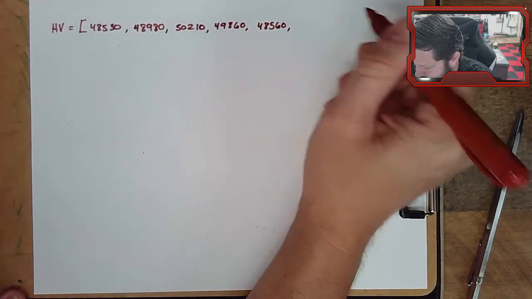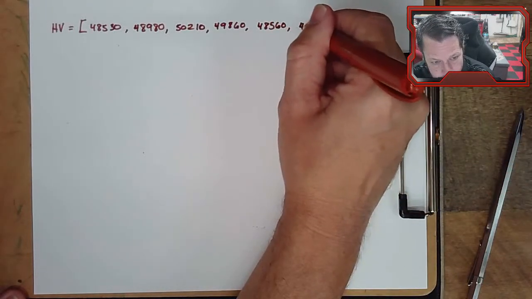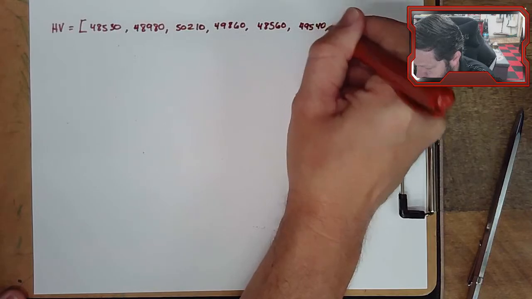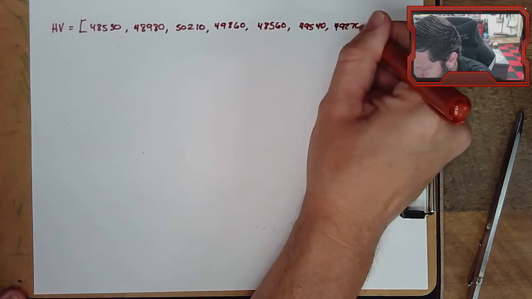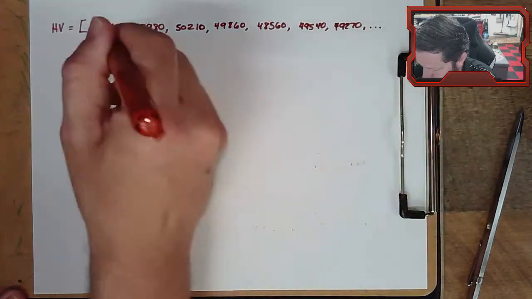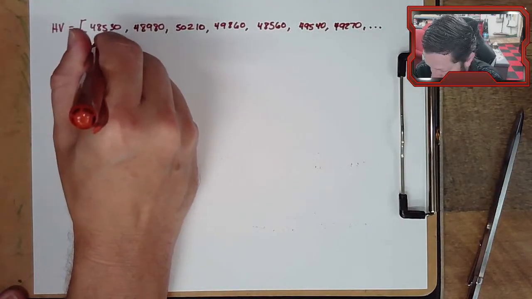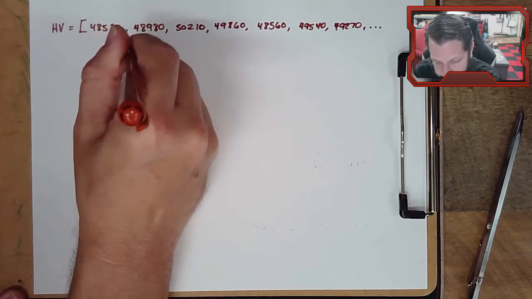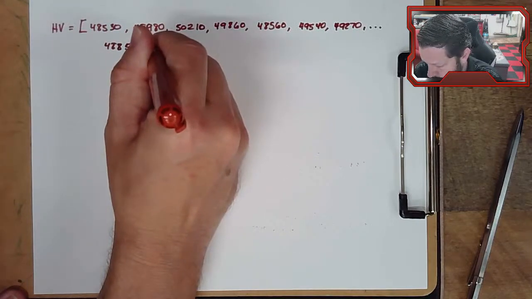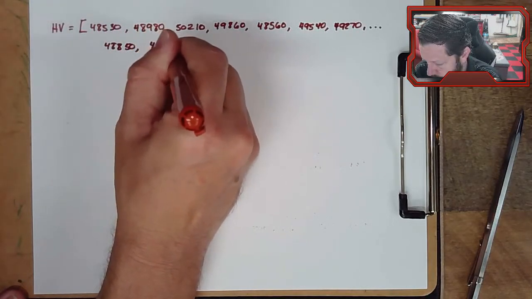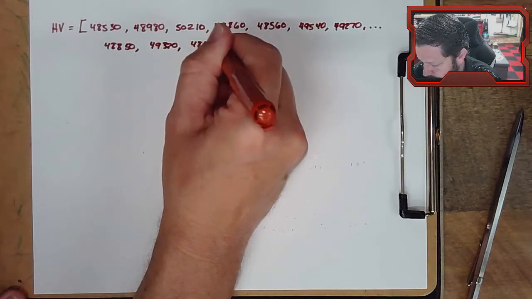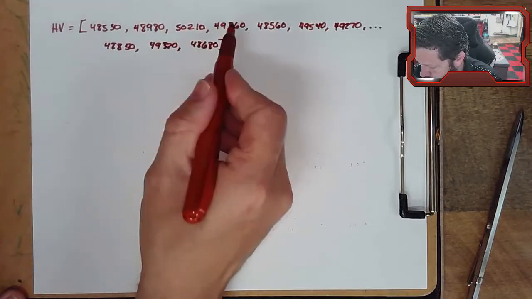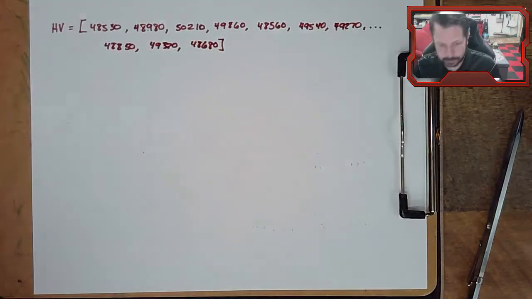Hopefully I'm writing all these down right without skipping one. I keep looking back and forth, so I'm probably going to skip one. One, 2, 3, 4, 5, 6, 7, 8, 9, 10. I think we got them all.